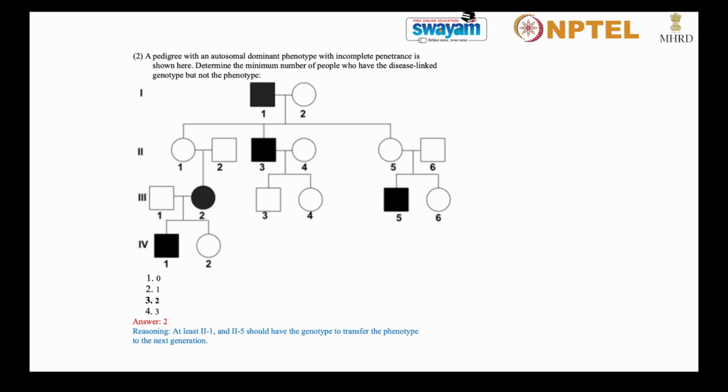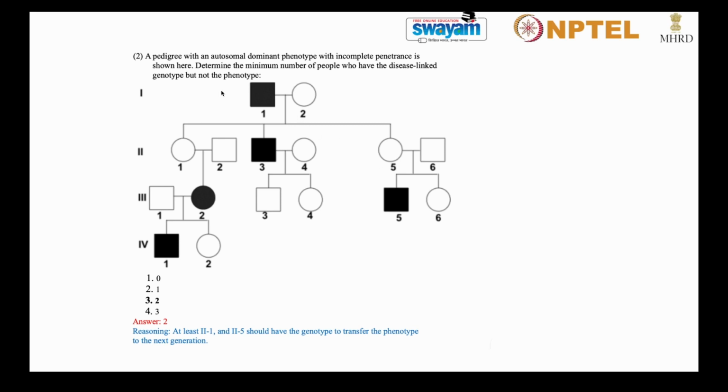So what is autosomal dominant? Autosomal dominant inheritance means that from either of the parents, even if a single dominant allele is present, it will cause an effect. And when only recessive alleles are present, the individual will be unaffected.